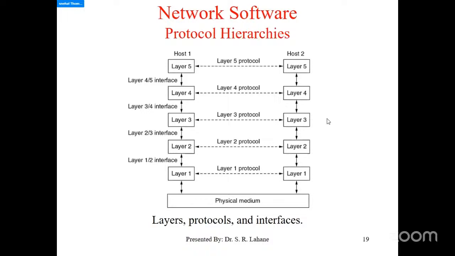So host 1 and host 2 are communicating with each other. The layer 1 to layer 1 communication is carried out horizontally by using the protocol deployed at layer 1. Layer 2 communication between both machines at the same layer is carried out by the protocol deployed at layer 2. Similarly for 3, 4, 5. So horizontal communication is carried out by using the protocol defined for a particular layer. And vertical communication is carried out between adjacent layers in the same machine, through the interface configured between two adjacent layers. That is the communication style.